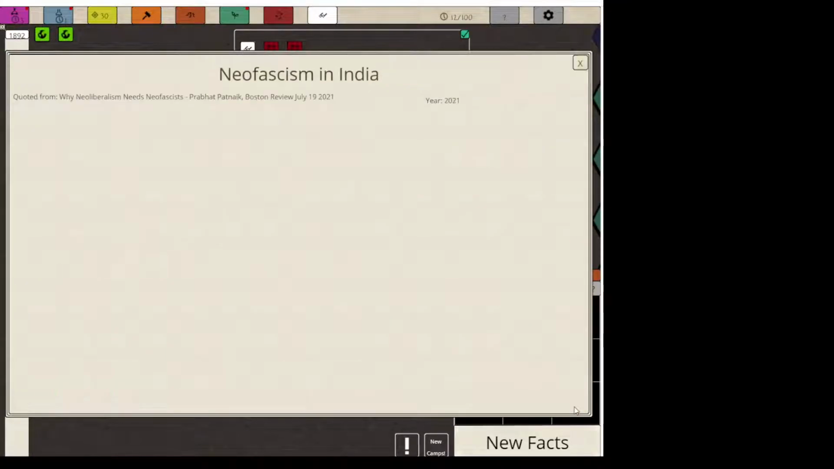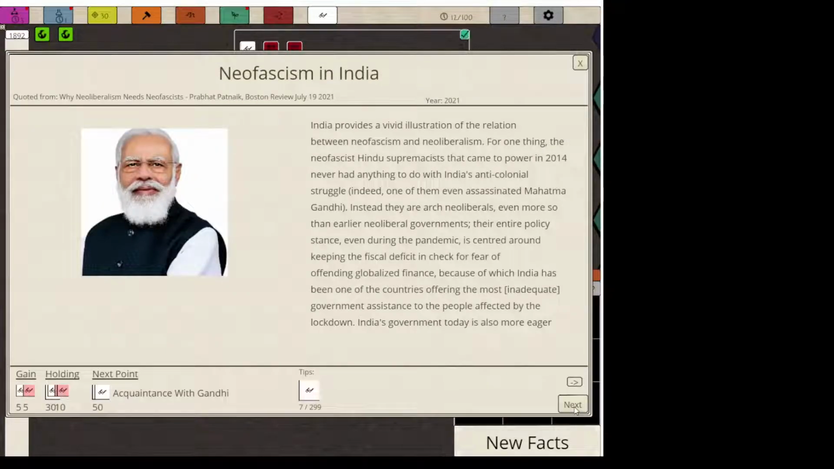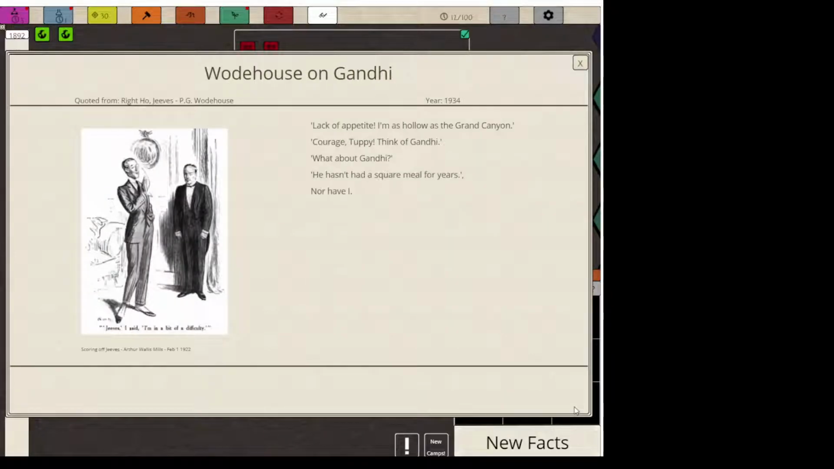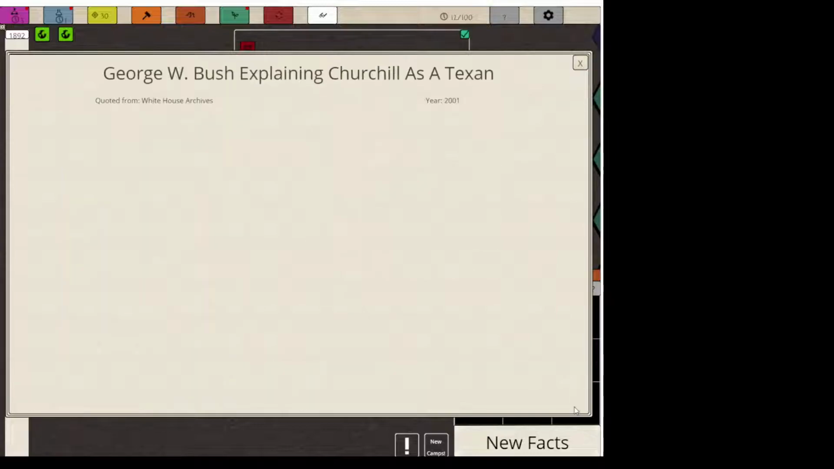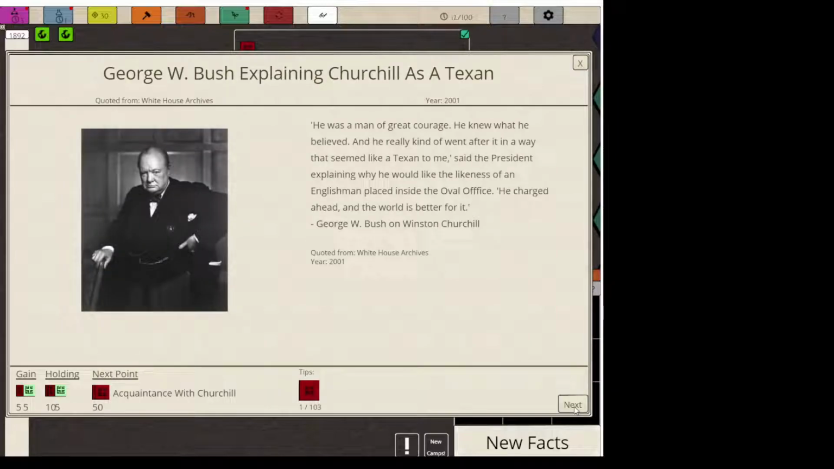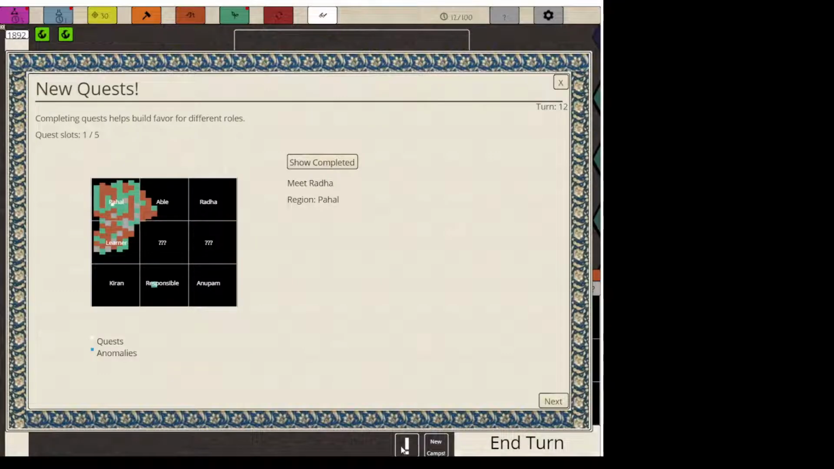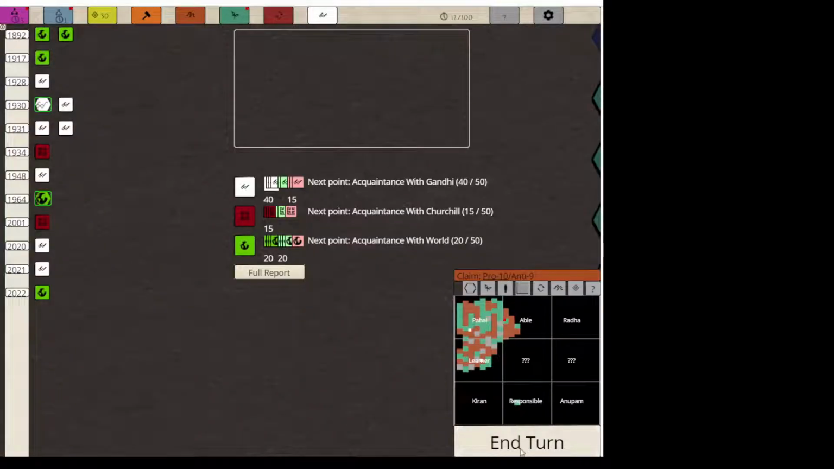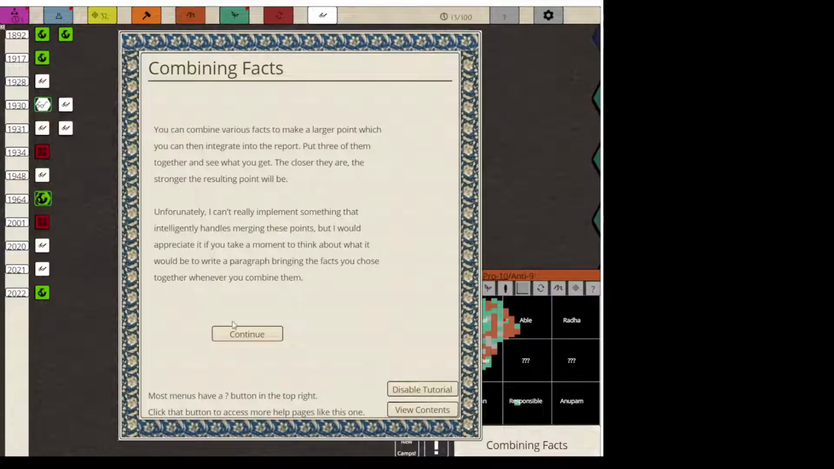We've got Bernard Shaw on Gandhi. Neo-fascism in India, talking about Narendra Modi. Wodehouse on Gandhi. It's just another little joke. And George W. Bush explaining Churchill as a Texan, which again amuses me. So that's pretty much where we are. We're just going to keep going like this for a little bit longer.